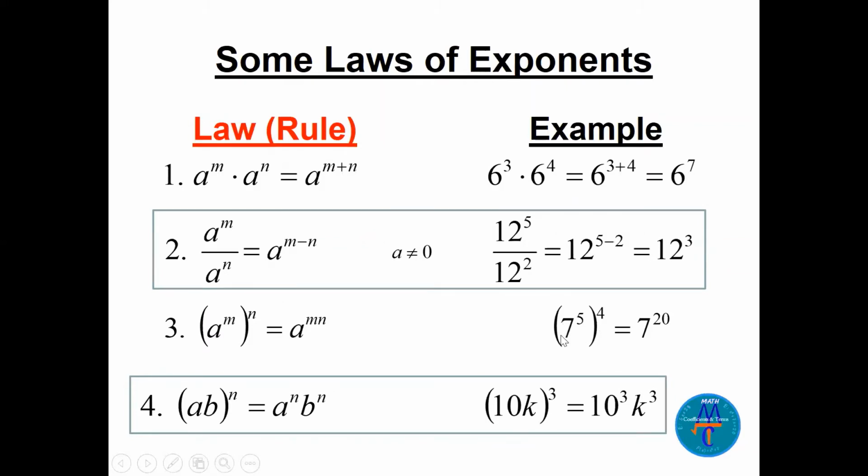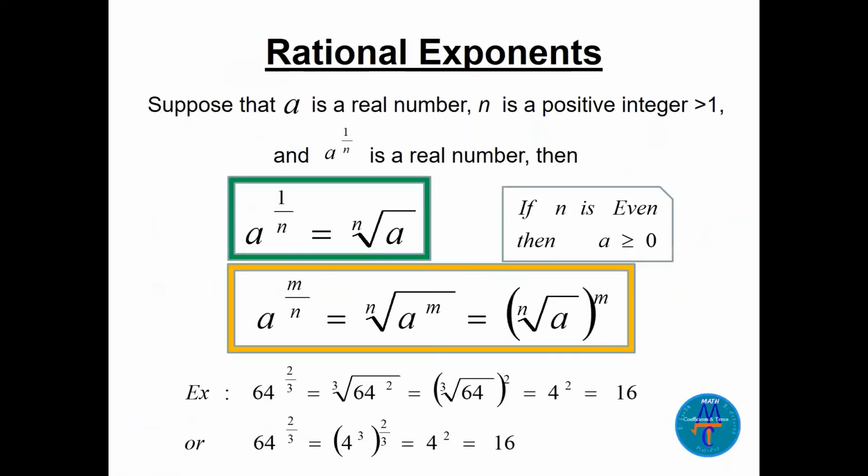Like this example here, a simple example. 7 to the power 5, all to the power 4. You multiply 5 times 4, 20. 7 to the power 20. So here, you can make 64 4 cubed. Multiply now 3 times 2/3. This is multiplication of fractions. So 3 times 2 over 3 will be 2. So 4 squared is 16. That's the same answer, same question, two different methods.